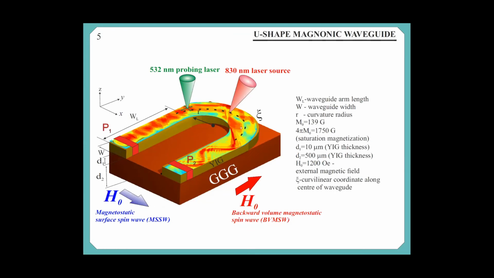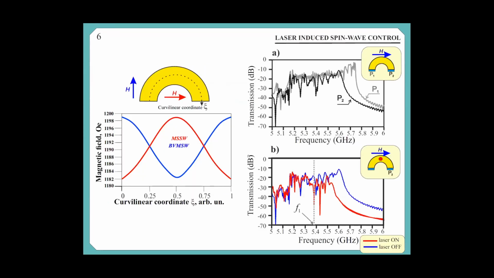One of the important things is that as the wave passes in the waveguide, the type of waves is changed, and the parameter of the curvilinear coordinate was introduced in the structure. On the left side of the slide we plot the distribution of the internal magnetic field.